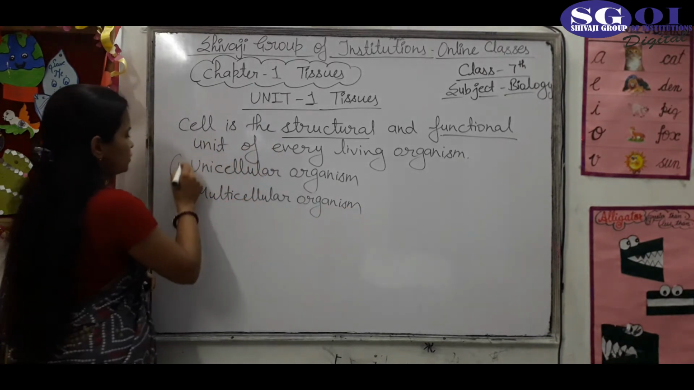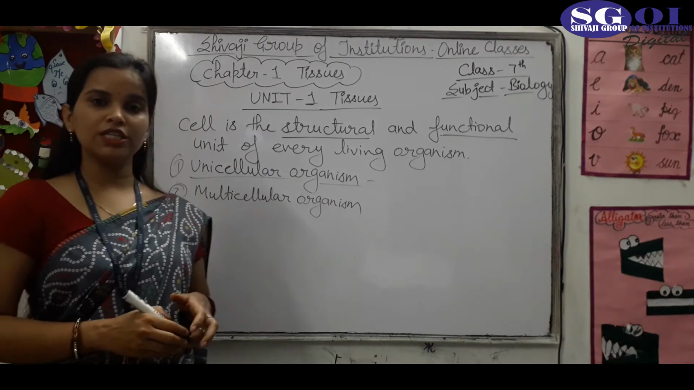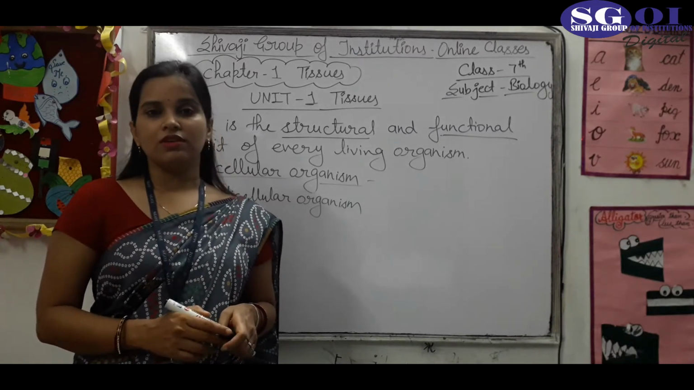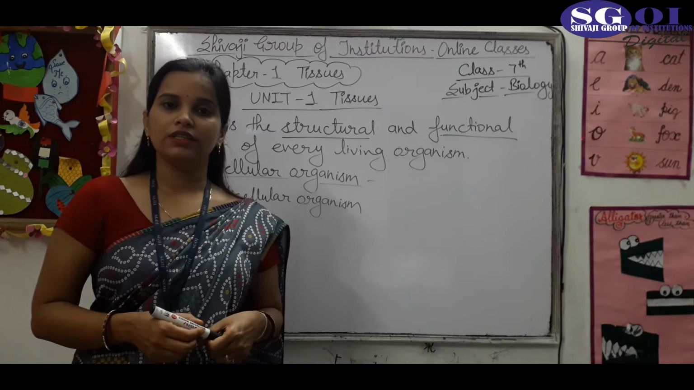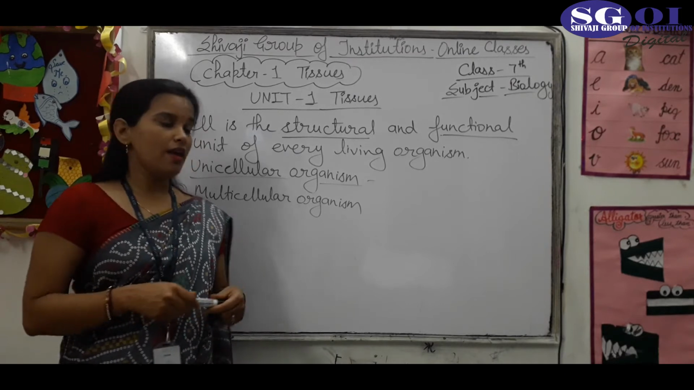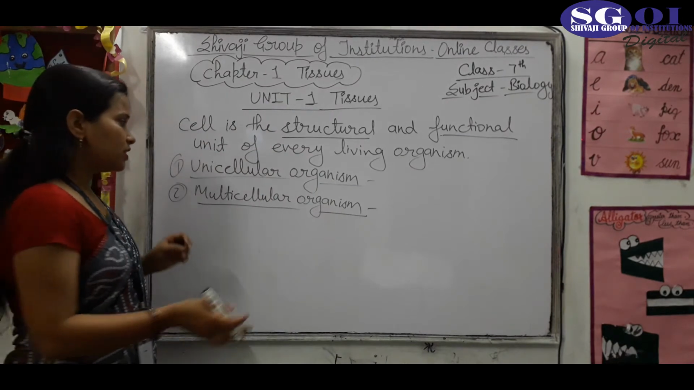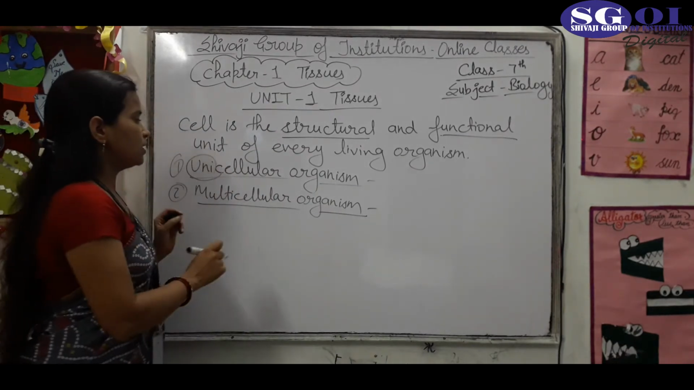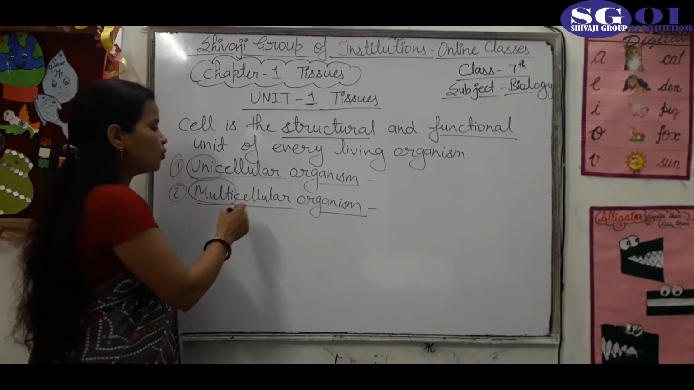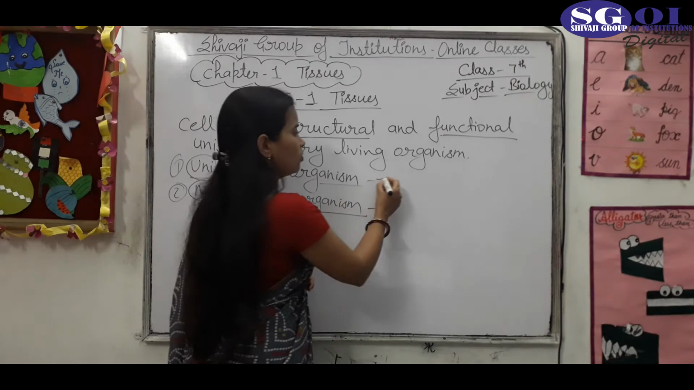So students, first is unicellular. What is a unicellular organism? The unicellular organisms are those organisms which are made up of only a single cell. Means it is made up of only one cell. And those organisms which are made up of more than one cell are called multicellular. As the name suggests, uni means one. It is made up of only one cell. Multi means many. So it is made up of more than one cell, many cells. It is called multicellular. And what is an example of a unicellular organism?